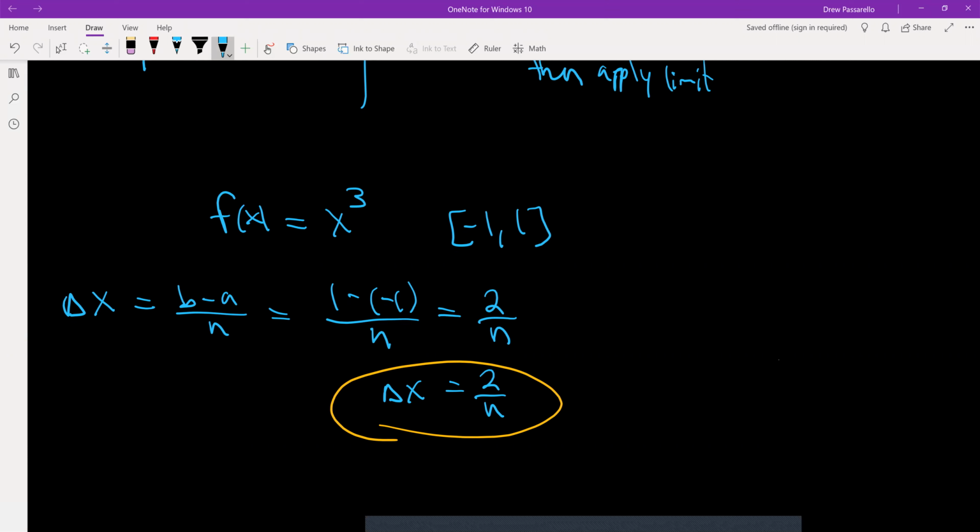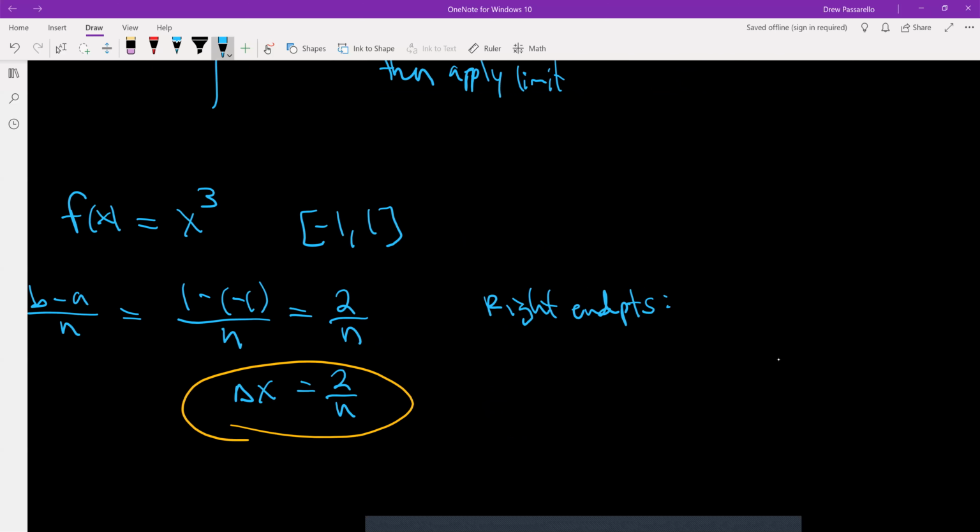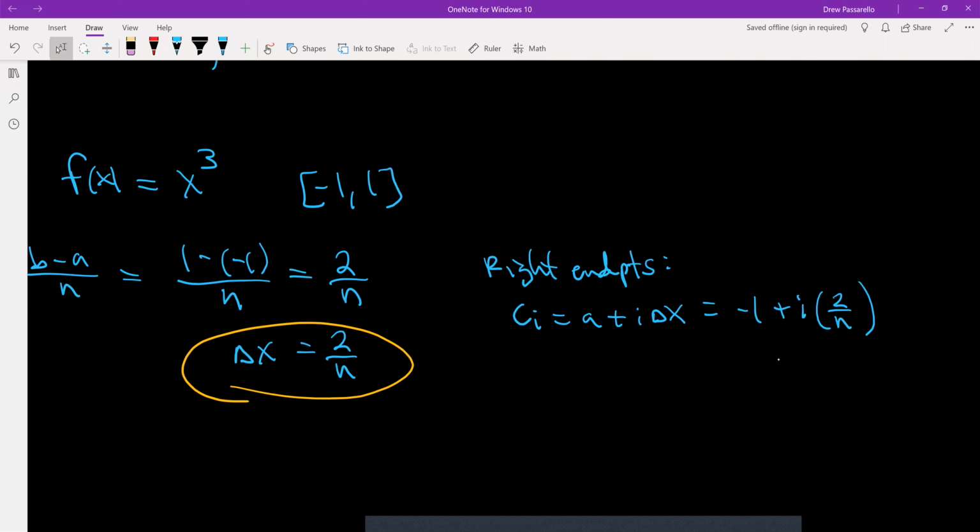And so for my subintervals, I'll usually write the right endpoints of the subintervals. That's easier, in my opinion, than left endpoints. The general formula for the right endpoints of each subinterval is a plus ci, which is equal to a plus i times delta x. In this case, a is -1. This is -1 plus i times 2 over n. Sorry, ci is -1 plus 2 over n times i.